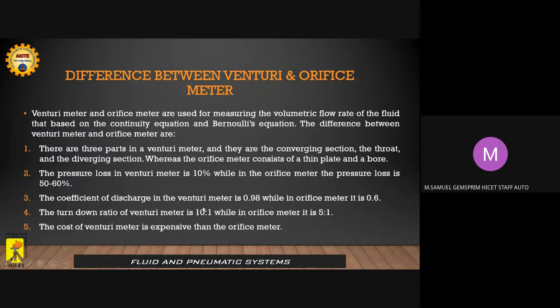And the coefficient of discharge of venturi meters, as I told you, is very high, so there is less possibility of deviation from the actual value. It is 0.98, but in an orifice meter it is 0.6, which gives comparably the maximum deviation from the actual value. The cost of a venturi meter is on the expensive side, and the orifice meter is comparably cheaper.